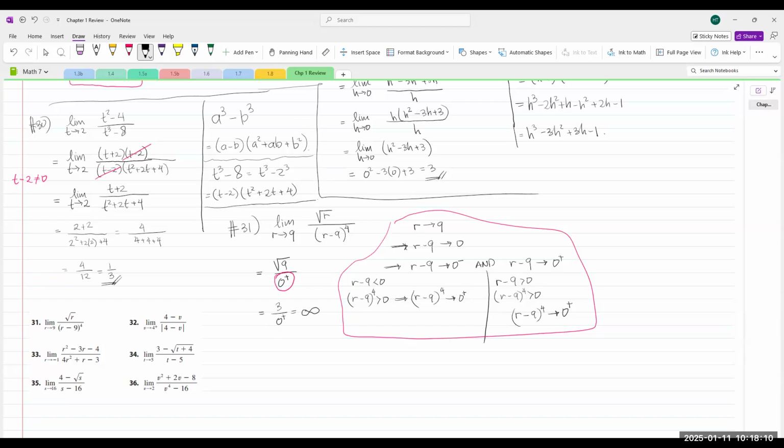That's for number 31. Let's see number 32. It's more difficult now, because the denominator is 0, and we need to pay attention to the positive and negative. So the limit as phi approaches 4 from the right-hand side of (4 minus phi) over the absolute value of (4 minus phi).